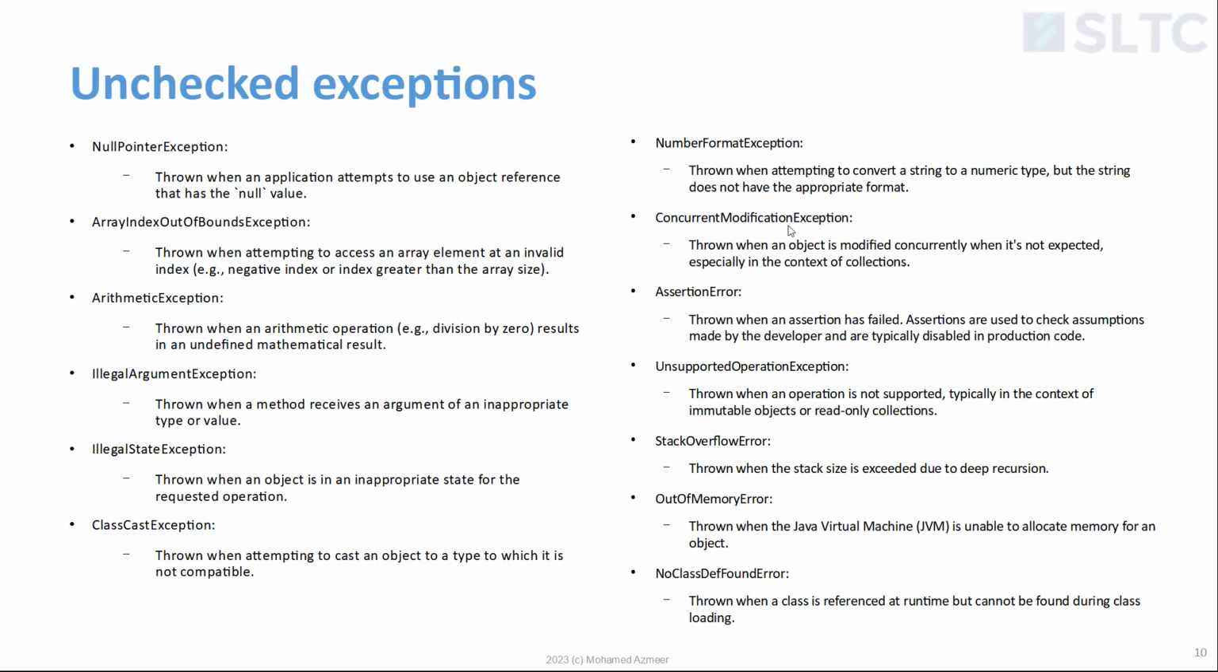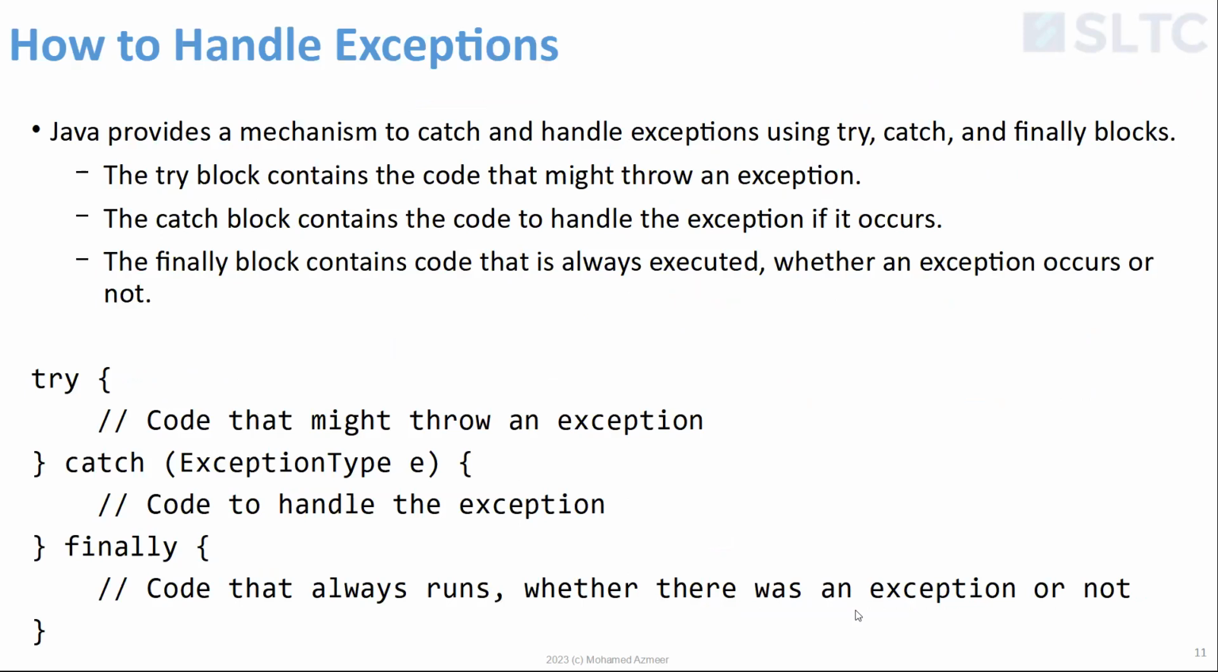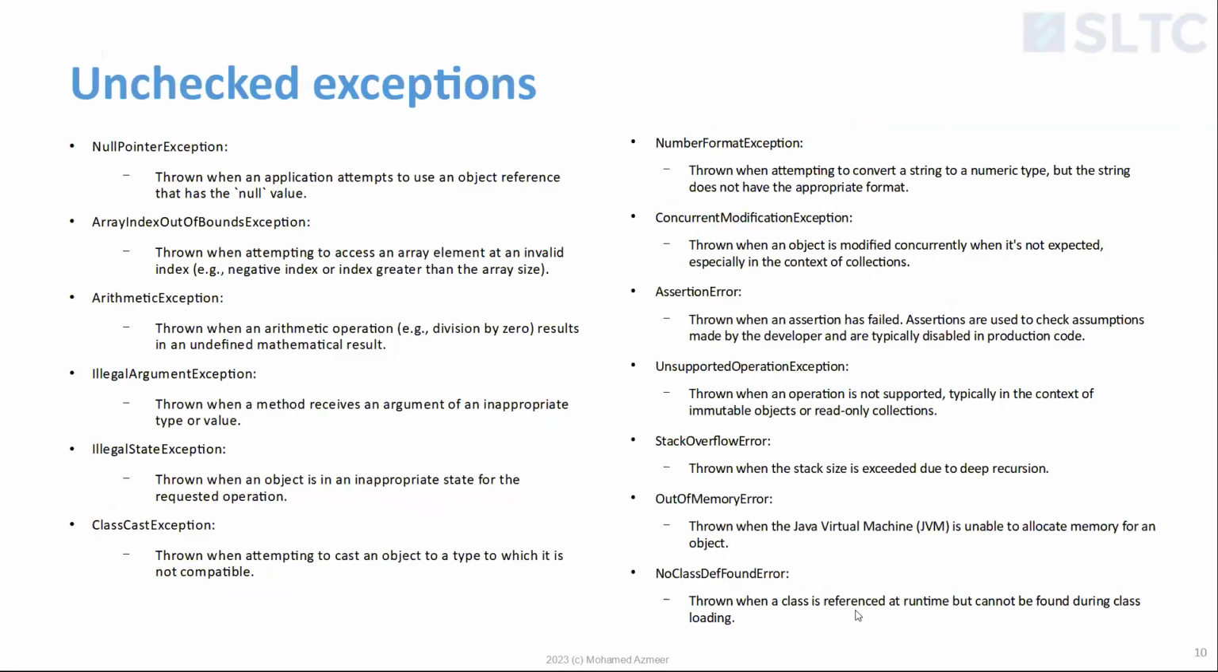Concurrent modification, this happens from multi-threaded application. Assertion happens when you are doing testing. Unsupported operation, this is also very common. Stack overflow and out of memory. And no class def also, where you're trying to find a class and can't load. It's not there. Okay. So before we get to that, let me show you an example by running some code on our editor.